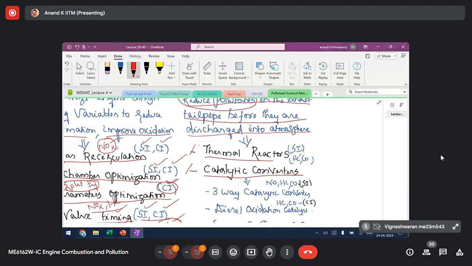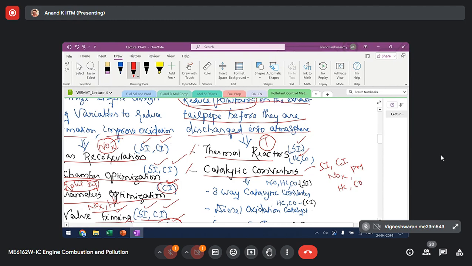So you have two broader routes. One is the thermal route, wherein we rely on temperature to reduce the pollutant level in the exhaust tailpipe. This is applicable only for SI engines, and for controlling only HC and CO. You cannot control NOx using thermal reactors. The second option, the catalytic converter, can be used for both SI engines and CI engines. This can be used for controlling NOx, particulates, HC, CO, everything.